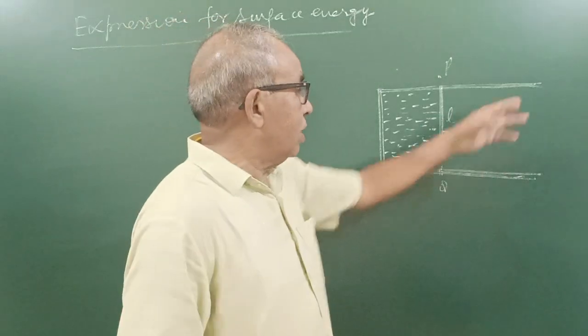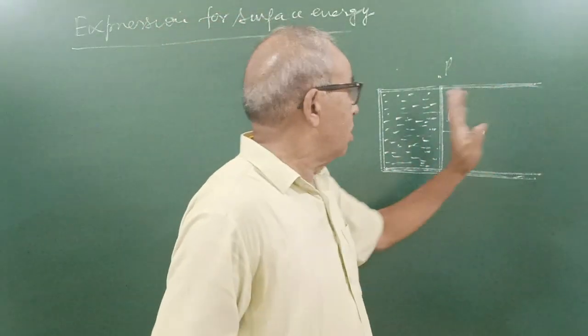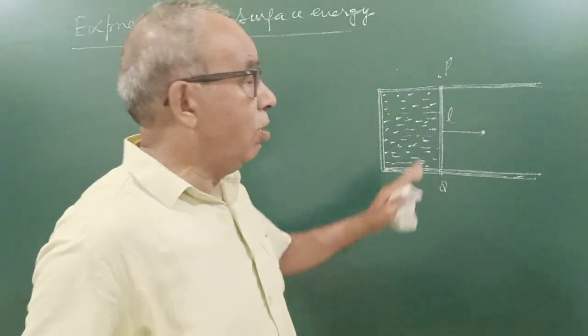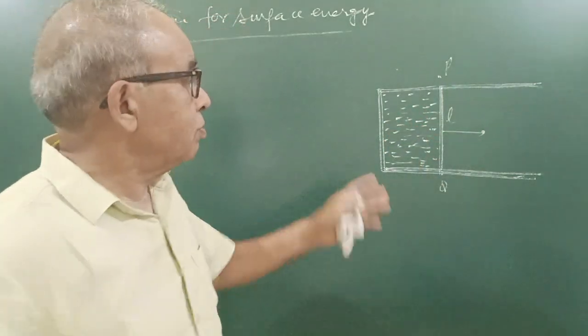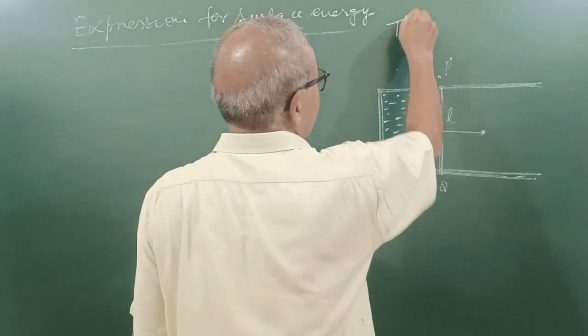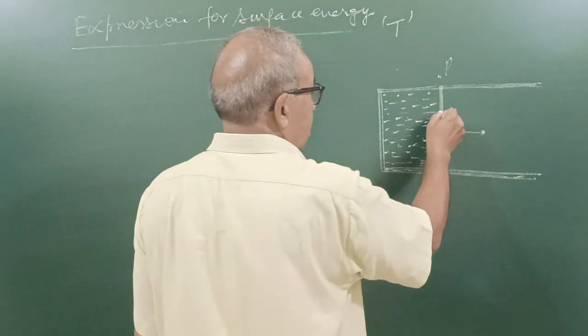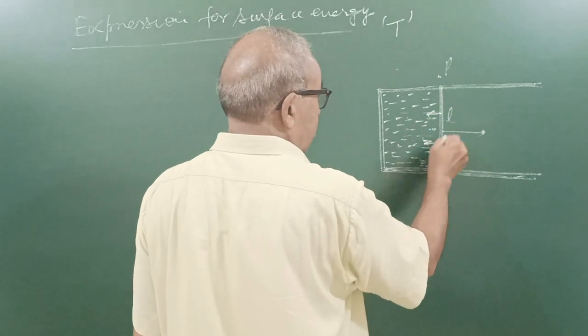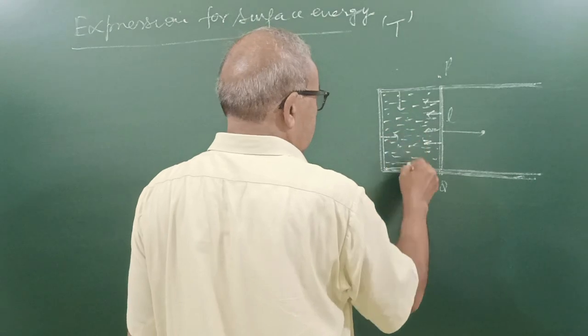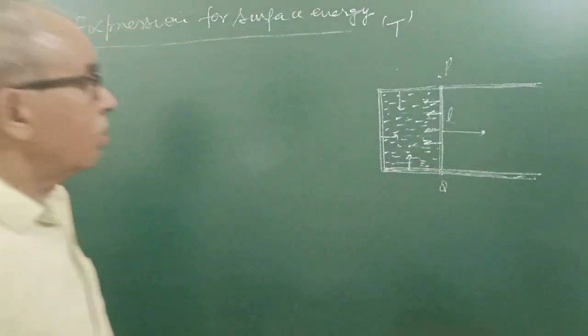भाई सिंपली एक वहाँ ये रोड है, फ्रेम है, ये स्लाइडिंग रोड PQ है, ये एक फिल्म ऑफ ए लिक्विड है. Now, due to the surface tension T of the liquid, this rod is pulled by the liquid this way, and in all directions the liquid is applying force.